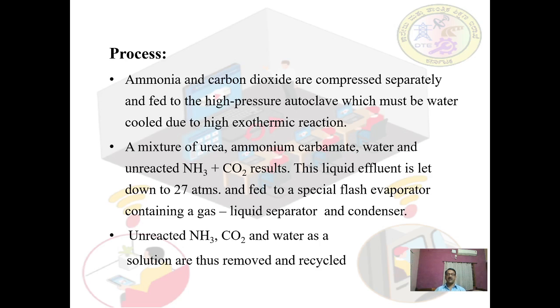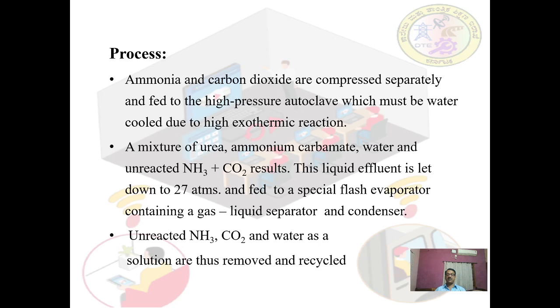Ammonia and carbon dioxide are compressed separately and fed to a high pressure autoclave, which must be water cooled due to the high exothermic heat of reaction. The mixture of urea, ammonium carbamate, water, and unreacted ammonia and carbon dioxide results in the autoclave.